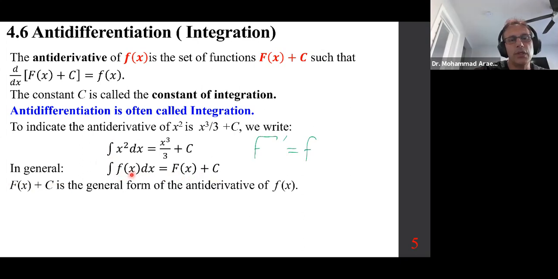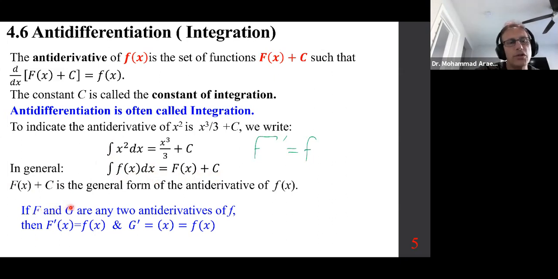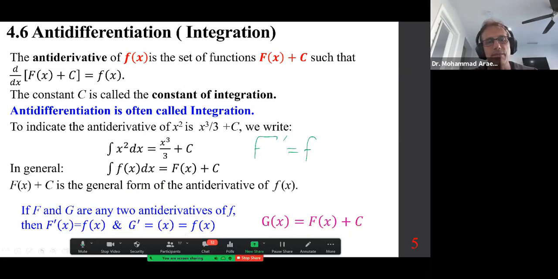So the integral of lowercase f of x is capital F of x plus c, and this indicates the independent variable is x. So if we have two functions, capital F and capital G, and in both cases the derivative is lowercase f, then F and G are considered antiderivatives for lowercase f. Therefore, F and G must be the same with the exception of a constant. So G is capital F of x plus a constant. That is the case, everybody, okay?